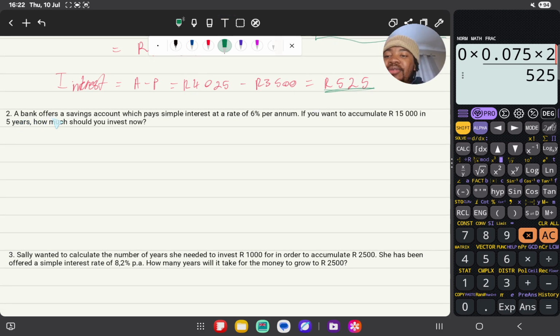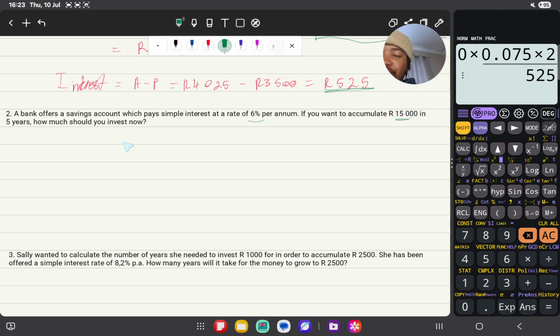A bank offers a savings account which pays a simple interest at the rate of 6% per annum. If you want to accumulate, the keyword, meaning this is your accumulated amount, or the amount you want to reach, in 5 years, how much should you invest? When you read this question, it also gives you an idea of what it is actually asking. So here, how much should I invest right now? That's the principal amount, right? And we are trying to find the principal amount.